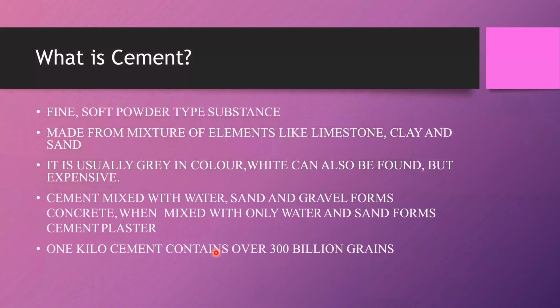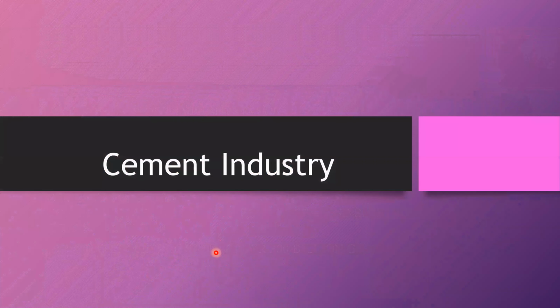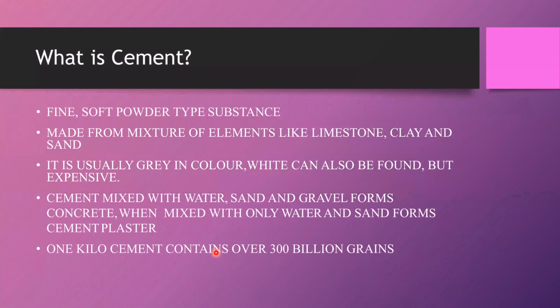The next industry that we have is the cement industry. So what is cement? Cement is a fine, soft powder type substance made from a mixture of elements like limestone, clay, and sand. And the purpose is that it is a fixing material when it comes to construction. So in construction, cement is used on a large scale.